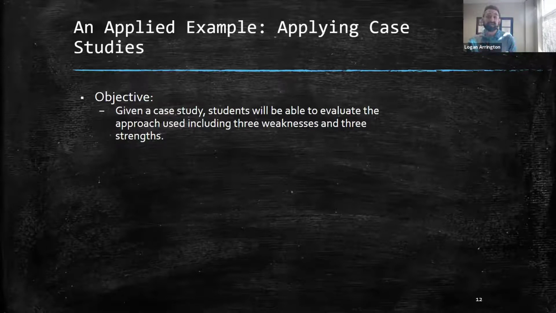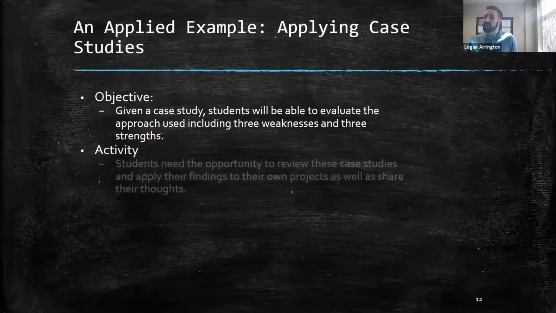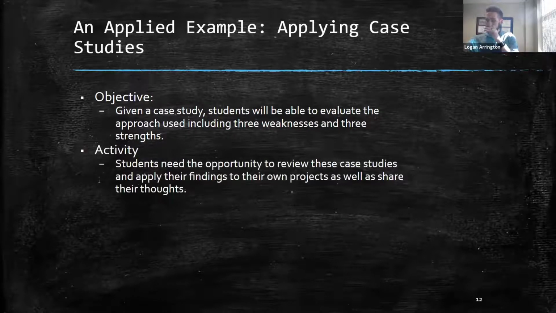So the objective is that students are going to need to be able to evaluate the approach and, through their evaluation, identify 3 weaknesses and 3 strengths essentially. So when we're thinking about what's the objective, what's the activity, the students need the opportunity to review and share these case studies. And one way you can think about it is that these students are looking at one case study apiece.